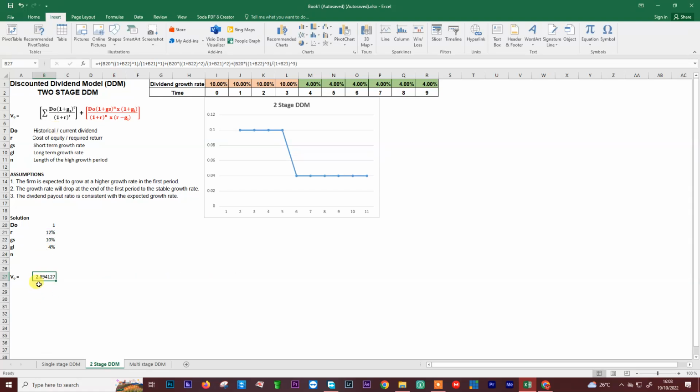So once we have that, escape, we come back down over here and now compute this perpetuity component. Perpetuity. So this is not the V naught over here, I can delete that. This is the high growth phase.